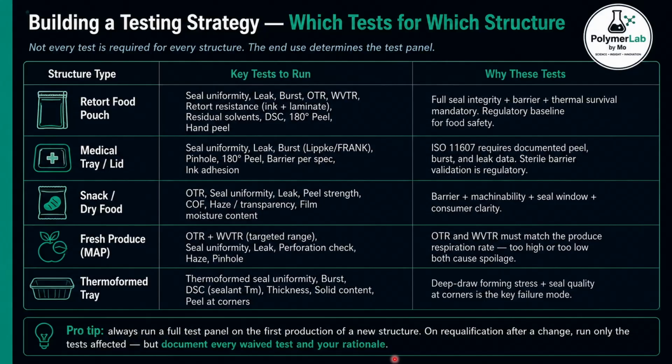Under qualification, after a raw material change, a new film supplier, a new ink system, or a new adhesive grade, run the tests that are affected by that change, but document every test you waived and your rationale. If you cannot explain in writing why a test was waived, you should not have waived it.